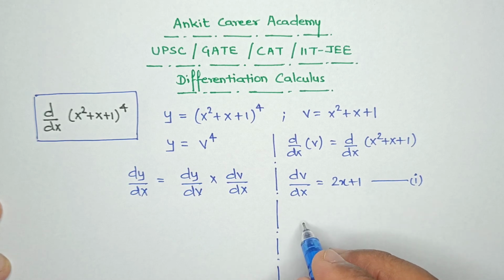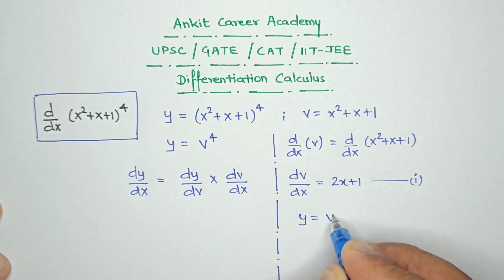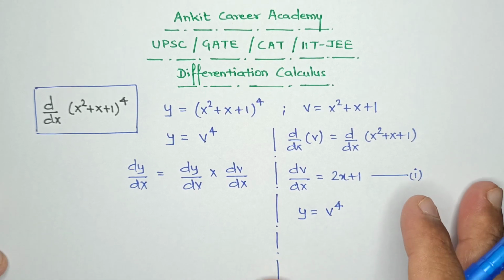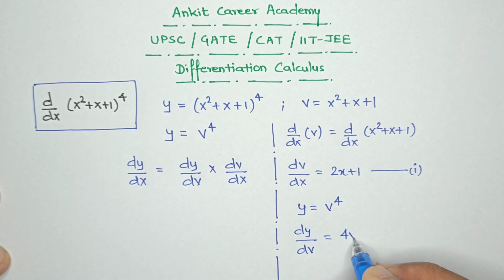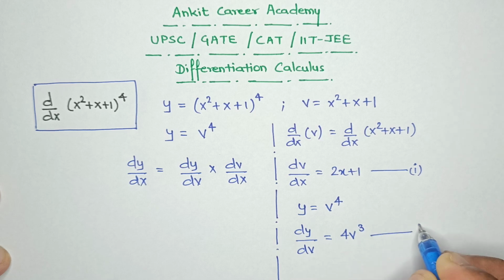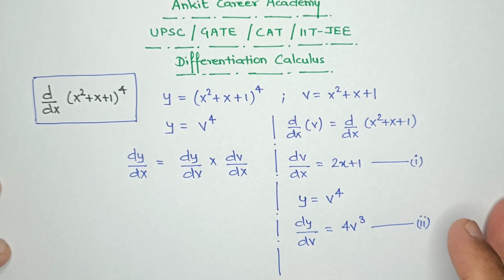Now in the second part, the value that we have is y is equal to v raised to the power 4. So let us calculate the value of dy by dv, which will be 4v cube. Let us say this is equation number 2.